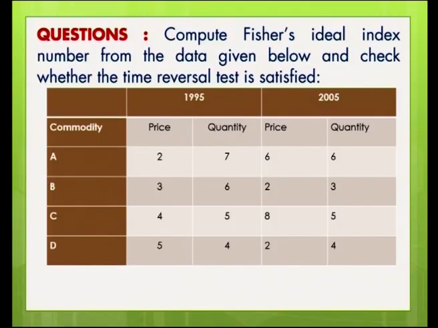So, based on the discussion in this session, the following question may be posed. Compute Fisher's ideal index number from the data given below and check whether the time reversal test is satisfied. Base year price and quantity values are given for 4 commodities A, B, C, D, and price and quantity values for the current year, 2005, are given. We have to compute Fisher's ideal index number, both price index number and quantity index number, and we have to test whether the time reversal test is satisfied.